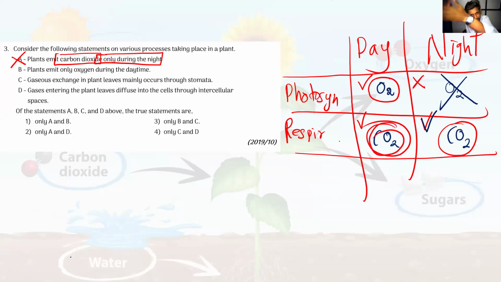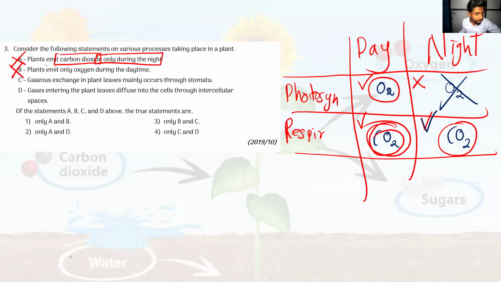Look at this chart here. During the daytime, the plant will be releasing the oxygen and also the carbon dioxide. So the second statement mentioned plants emit only oxygen during the daytime. No, during the daytime it releases the oxygen and the carbon dioxide. So that statement is wrong.